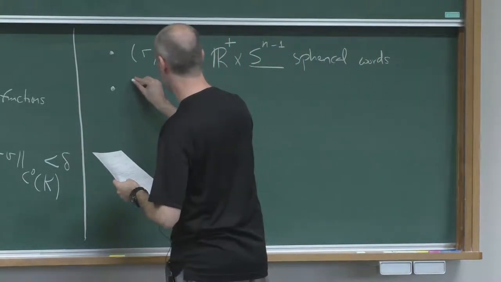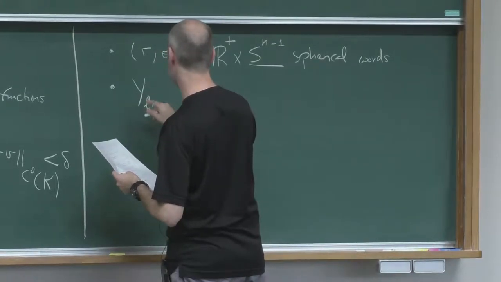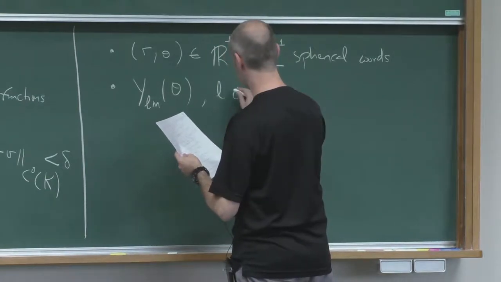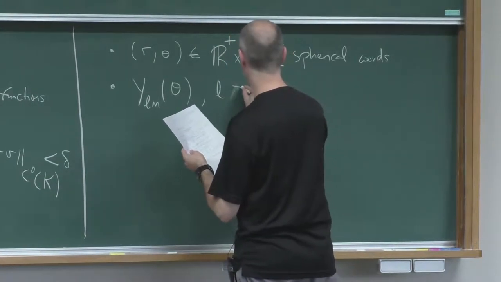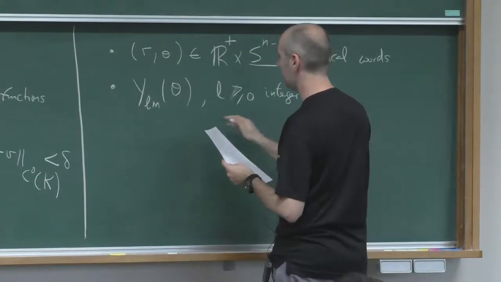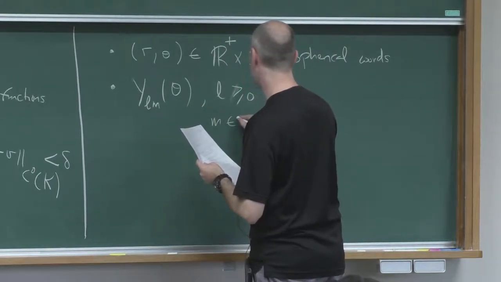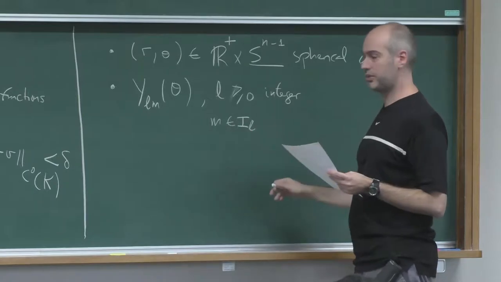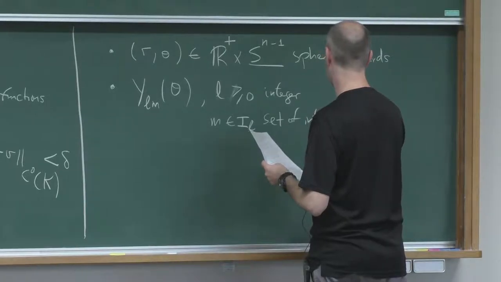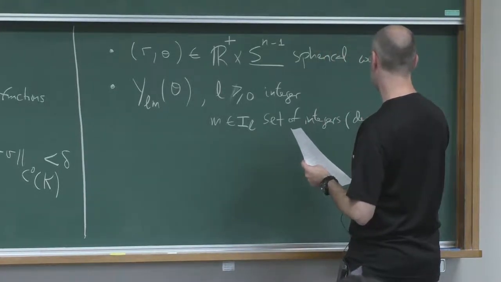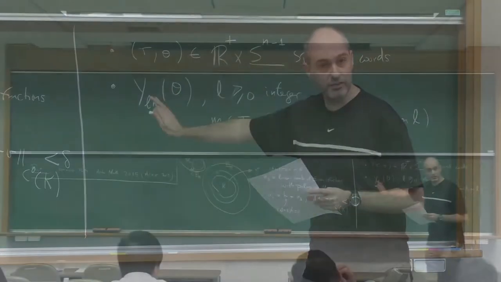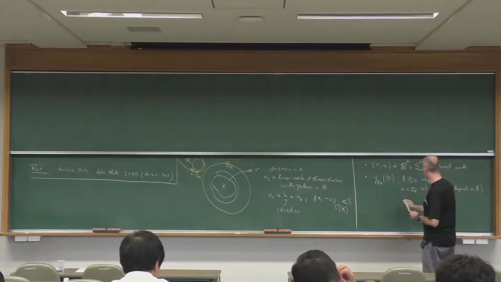So spherical harmonics, I denote them this way, labeled by a couple of constants. L will be a non-negative integer, and this M is in a set of integers which depends on L, and also on the dimension. You can describe this explicitly in some way, but it's not needed.